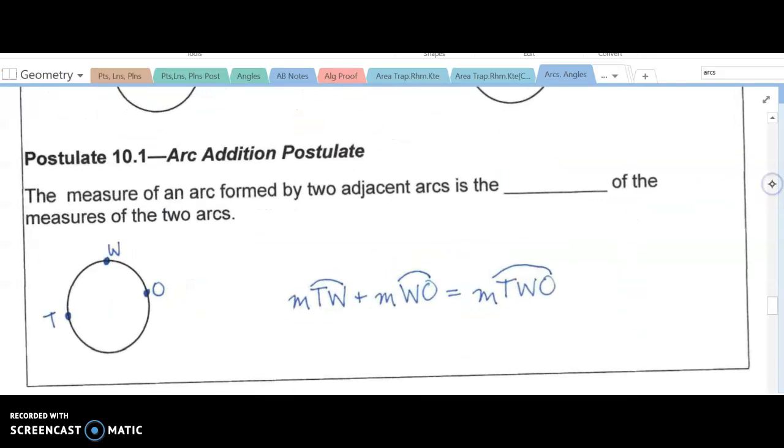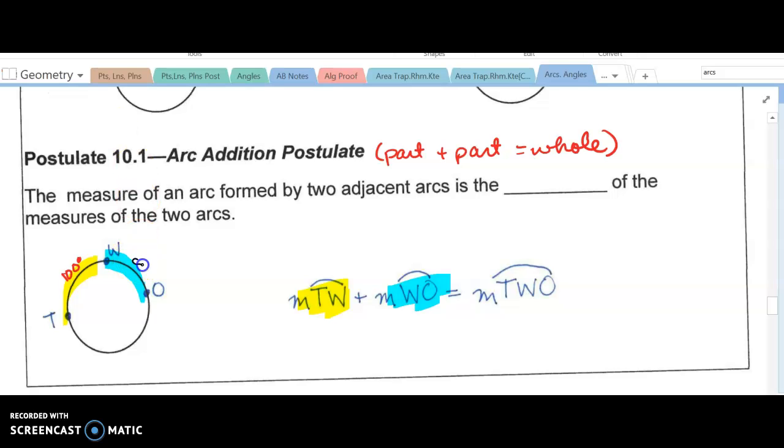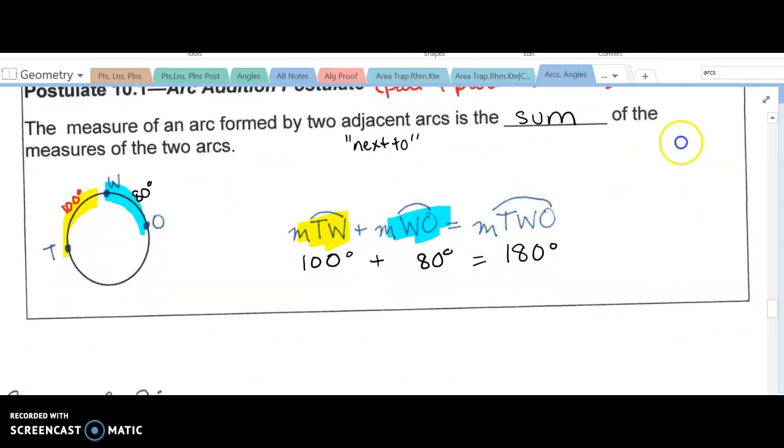Our next postulate says this is like part plus part equals whole for arcs. And so we have TW. We can pretend it's like 100 degrees plus WO, which we'll say is like 80 degrees. Together, those would add up to the whole 180 degrees. It's just saying if you have two arcs side by side, two adjacent arcs, remember that adjacent means next to each other, then the sum of those two arcs would be the measure of the big arc. The big arc here, T to the W to the O, would be the measure of those two independent arcs added together.